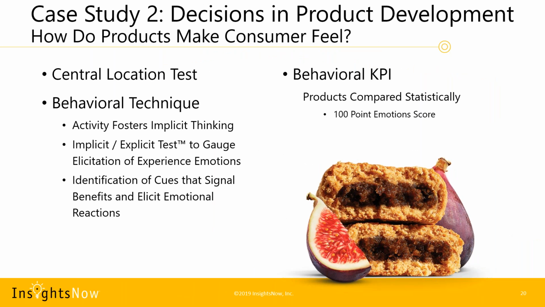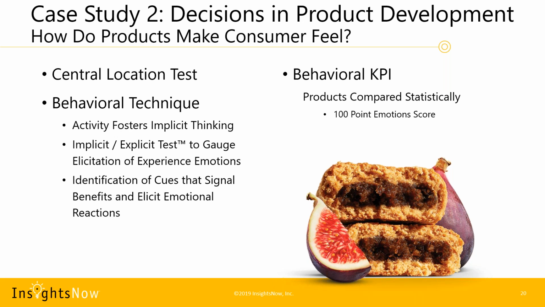All right, case study number 2. Case study number 2 is more about sensory product testing. So the first one was more in the market space. This one, I'm going to use an example of a central location test. And specifically, this was a study on bars, filled bars. And one of the things we wanted to understand was how people reacted to those bars.